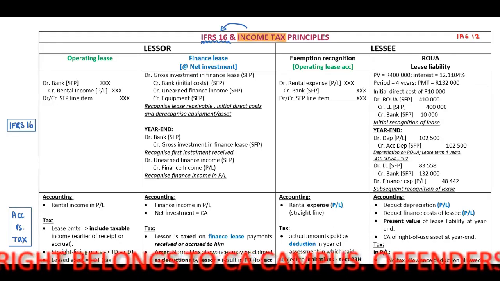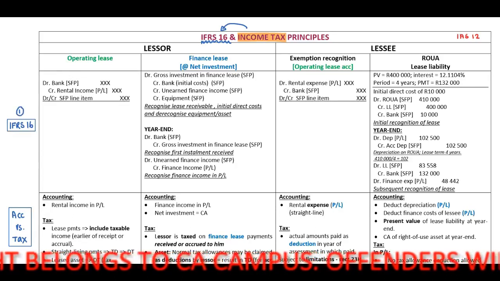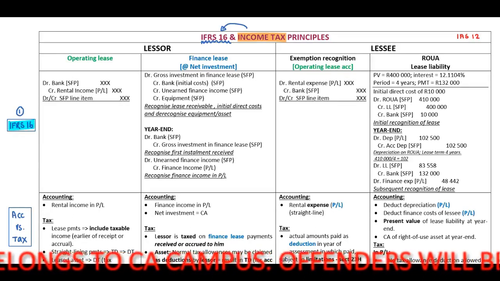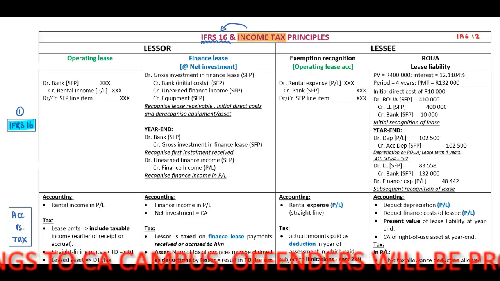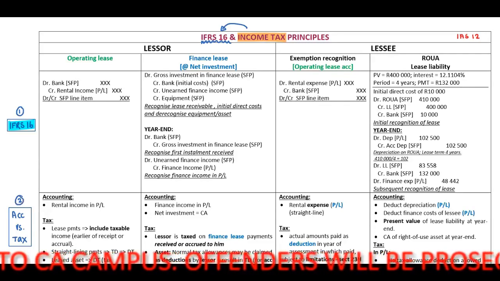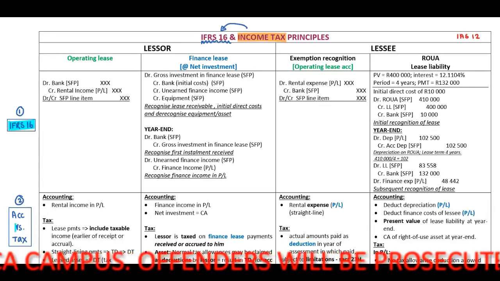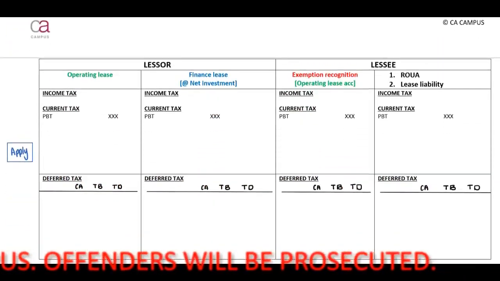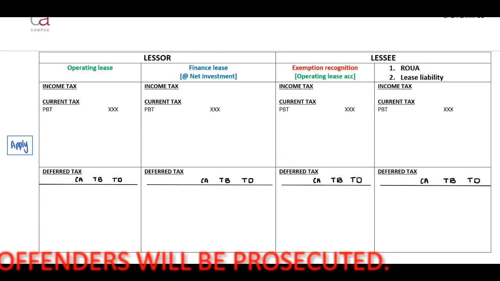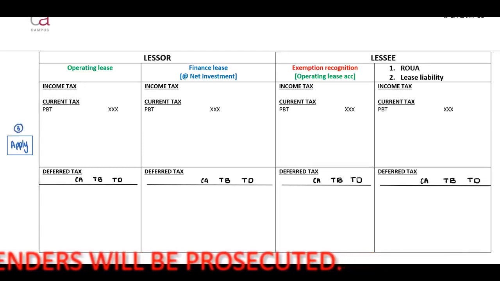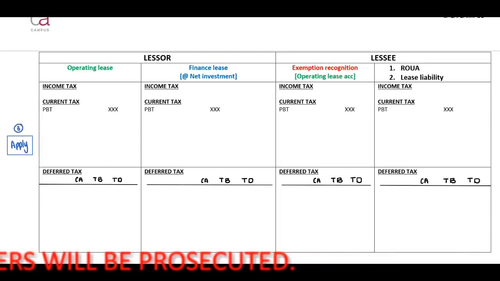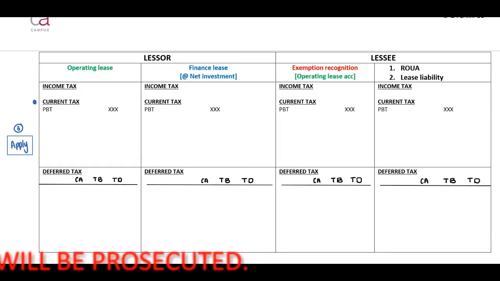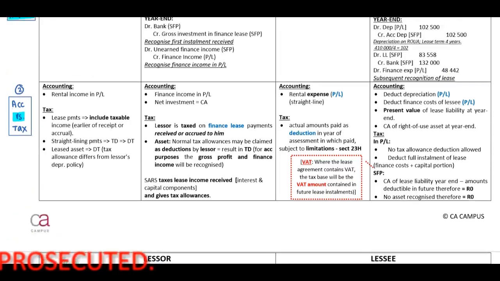Section number 1, we will briefly recap IFRS 16 recognition and measurement principles. Section number 2, we will look at the differences in terms of our accounting rules versus our tax rules. And in section number 3, we will identify when we apply these rules, what is the effect on our current tax calculation and our deferred tax calculation.